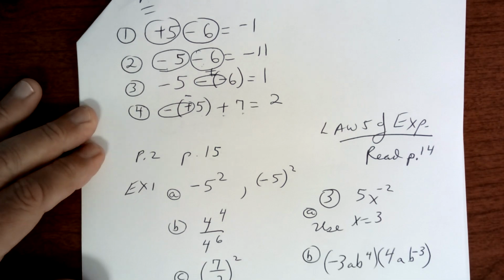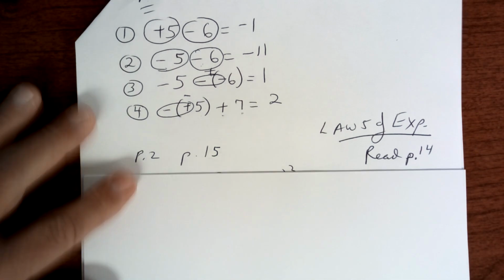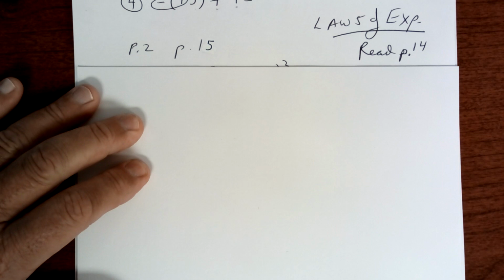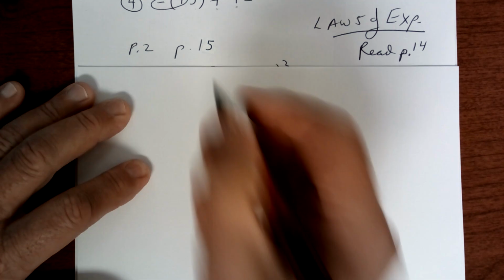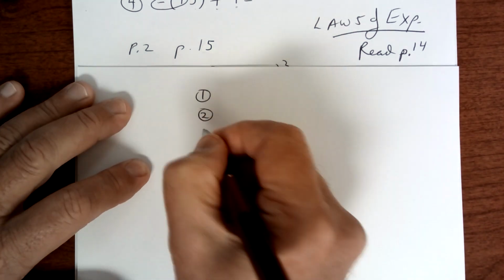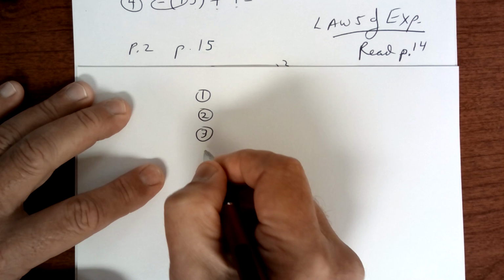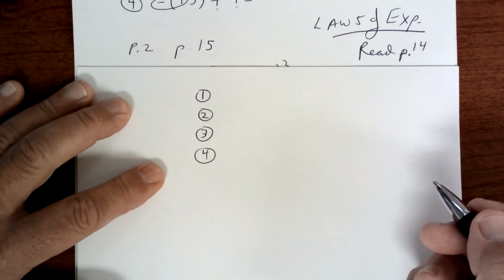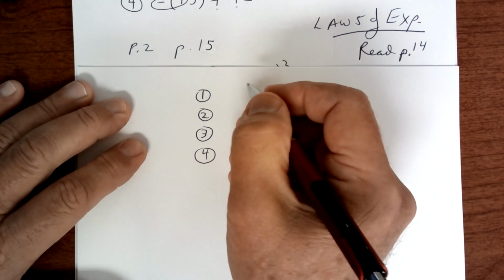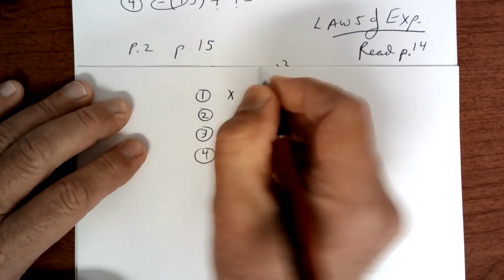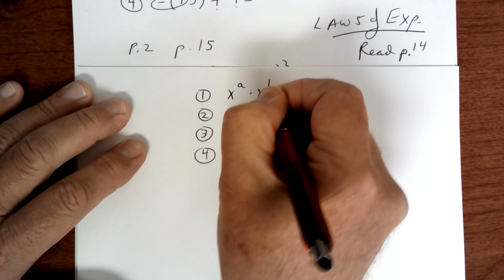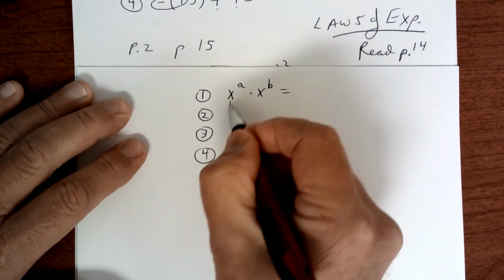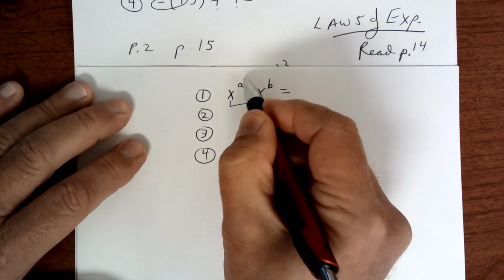Okay, let's go over the laws of exponents. Now look up here. There are 4 laws of exponents. There's actually more, but I'm just going to give you the first 4. So write this down. Okay, so let's see, x to the a times x to the b. If you have the same base and you're multiplying, you add these up.